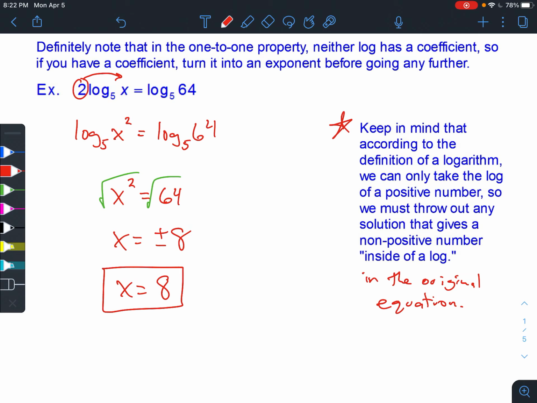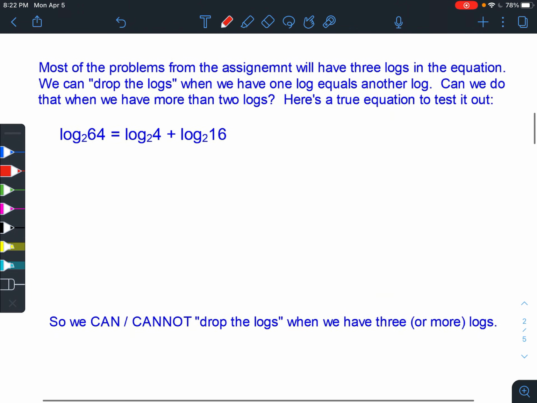So again, keep in mind, if a number you plug in gives you a negative inside one of the logs in the original equation, you throw it out and keep anything that's left over. And if that's the only thing that you had to start with, then you might have no solution. All right, so anyway, there's the deal there. Let's move on.